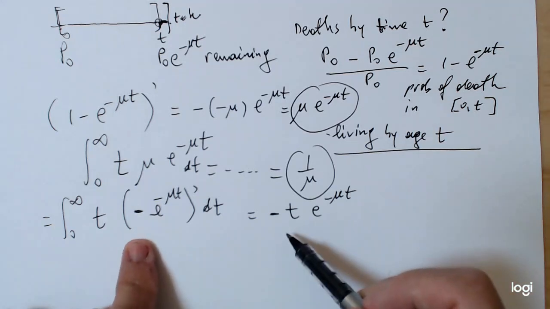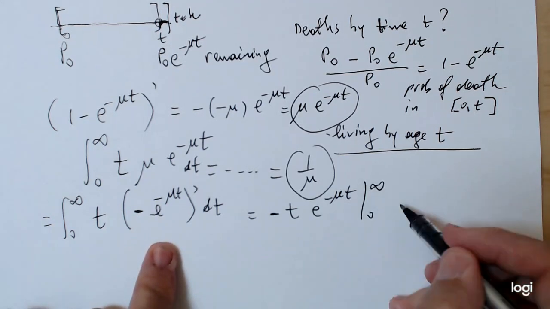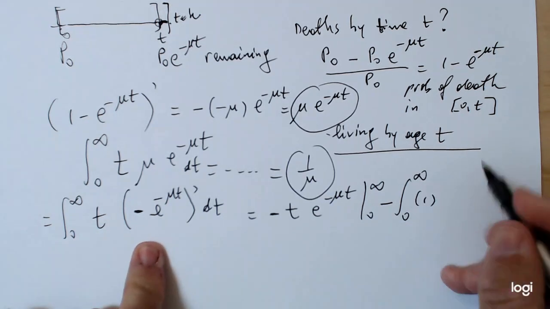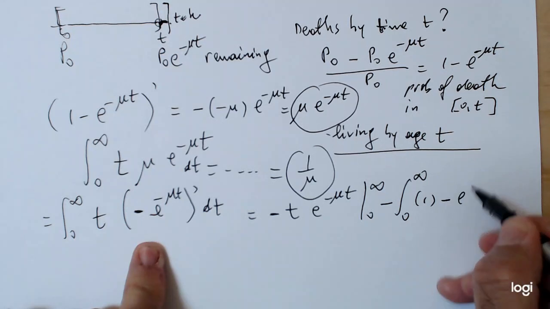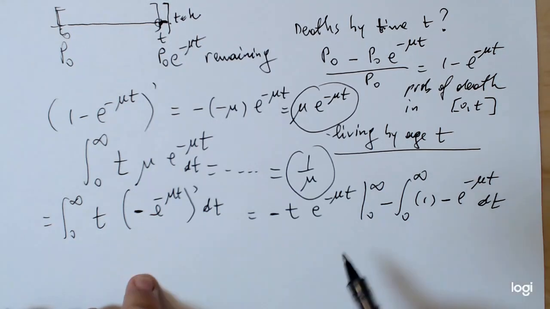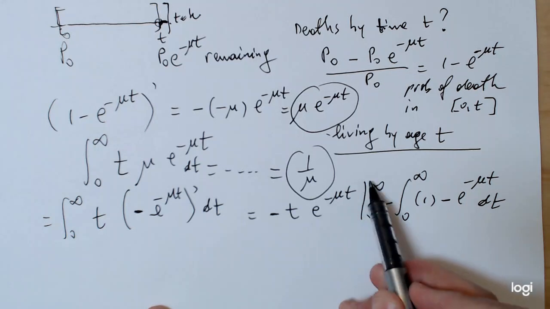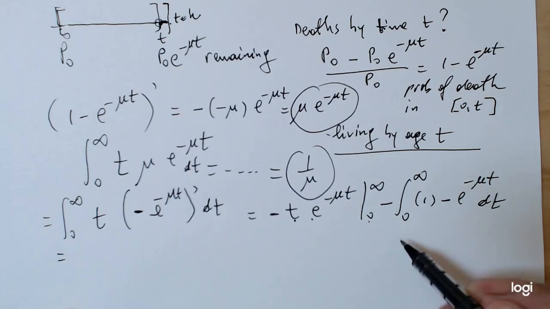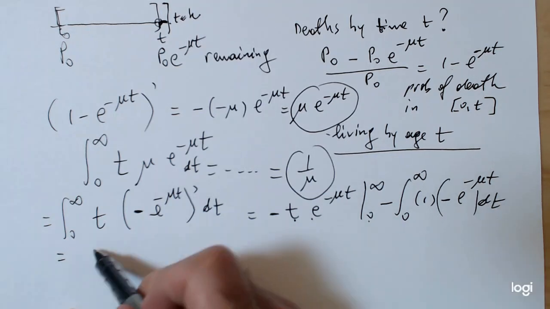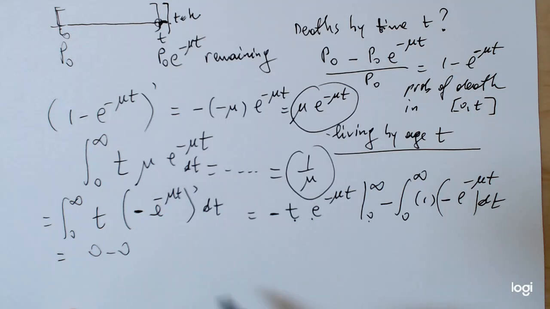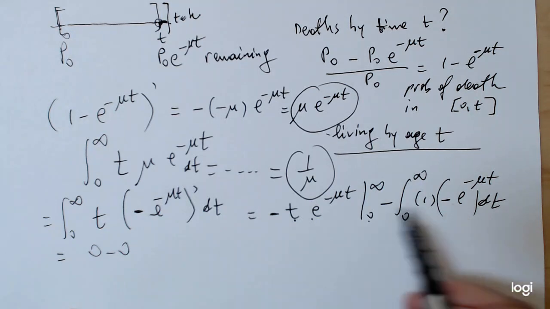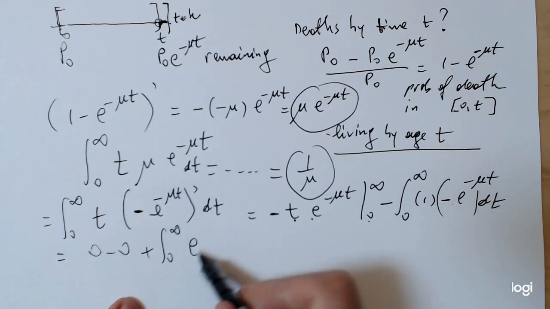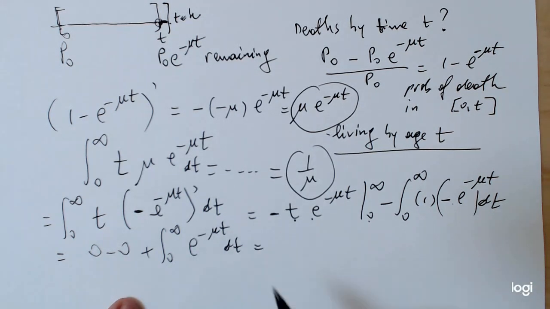So it's minus t e to the minus mu t between 0 and infinity, minus the integral from 0 to infinity, t prime is 1, and then minus e to the minus mu t dt. If you take the limit as t goes to infinity, this goes to 0. If you plug in 0, that's also 0. So we have 0 minus 0. Let's cancel this minus with minus. So we have plus the integral from 0 to infinity, e to the minus mu t dt.